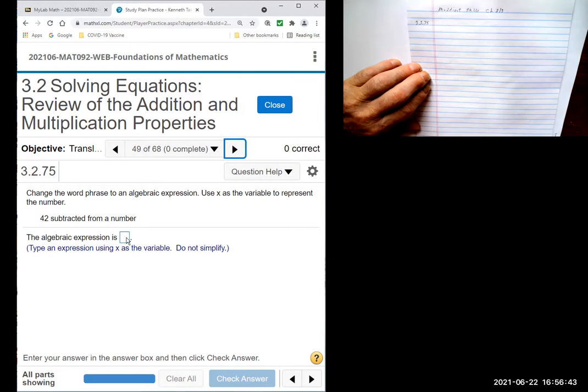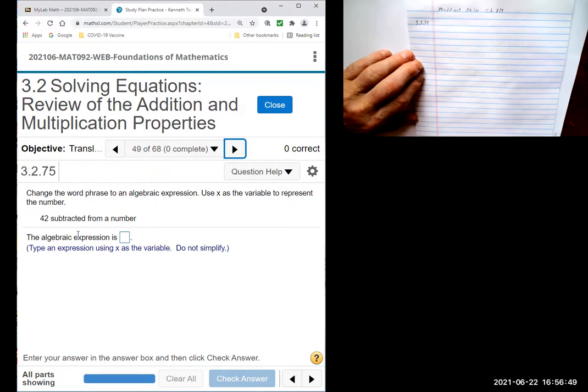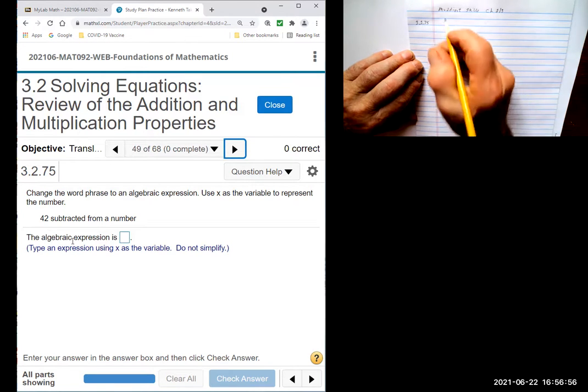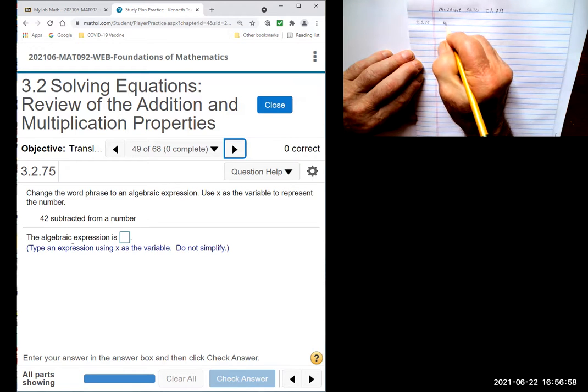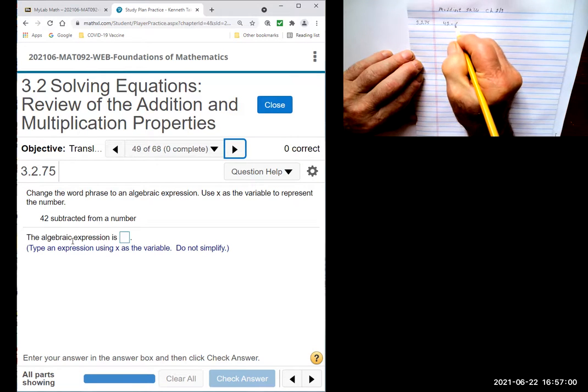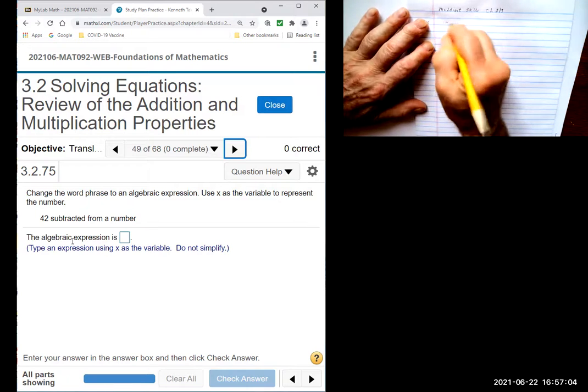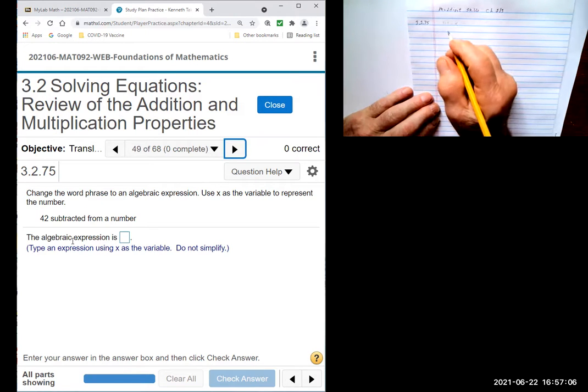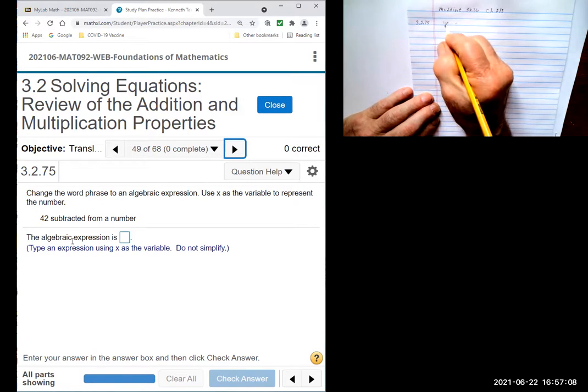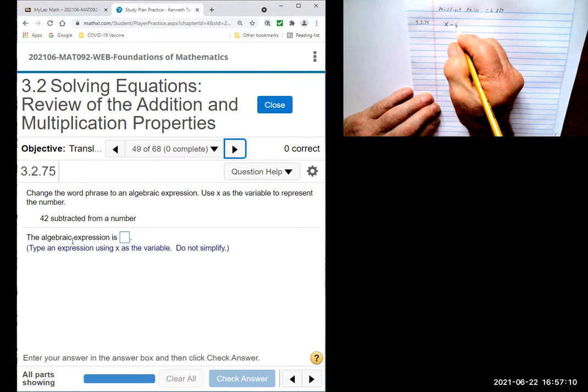Let's read the problem carefully. Subtraction does bother us because there are different words and they take on different meanings depending on how they're expressed. 42 subtracted from some number called x would be written this way: 42 subtract x. Sorry, I did it wrong. I wasn't paying attention. 42 subtracted from a number. The number is x, and we want to subtract from it 42.